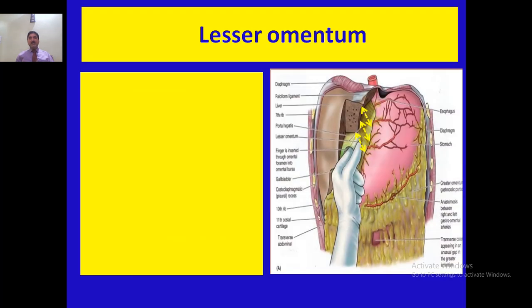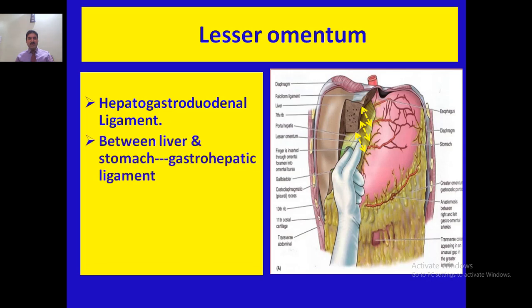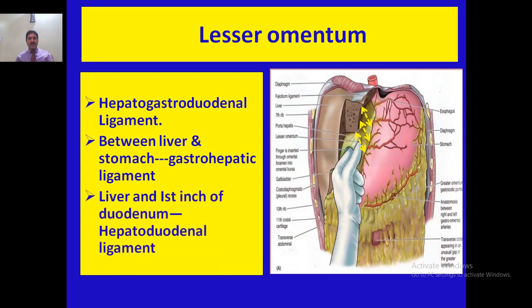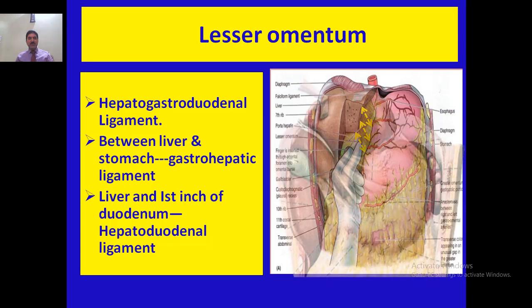Lesser omentum. As already discussed in the previous class, double-layered folds of the peritoneum which attach the stomach with the posterior abdominal wall or with some other viscera are called the omenta. The lesser omentum is also called the hepatogastroduodenal ligament. It lies between the liver and stomach. It is divided into two parts. The part between the liver and the stomach is called the gastrohepatic ligament, and the part which connects the first inch of the duodenum with the liver is called the hepatoduodenal ligament.